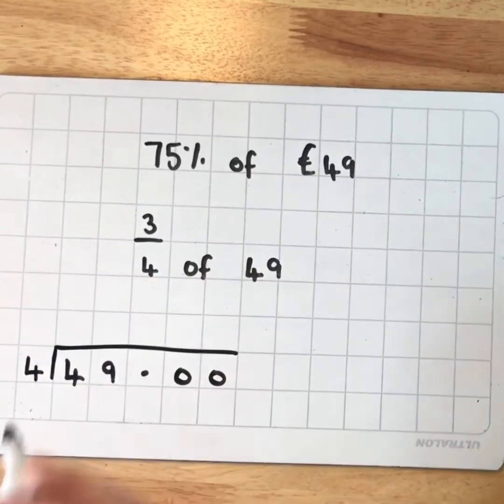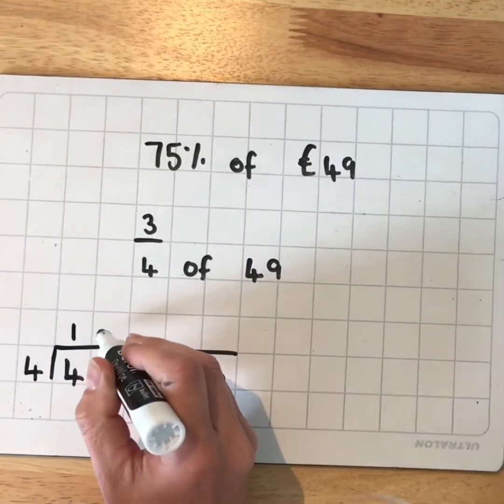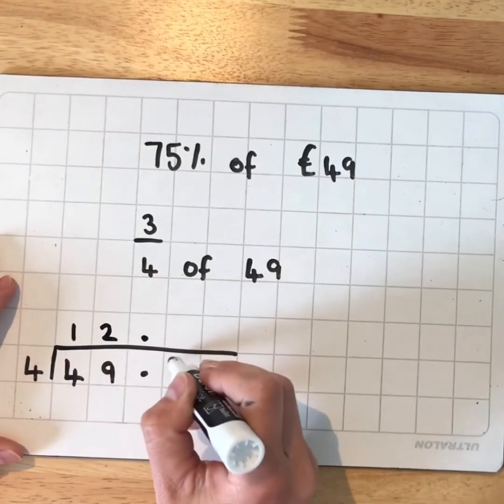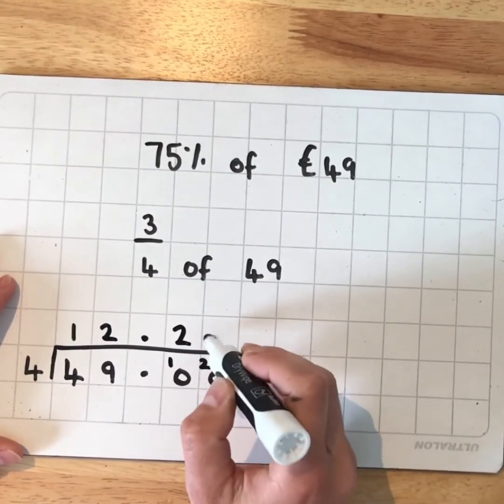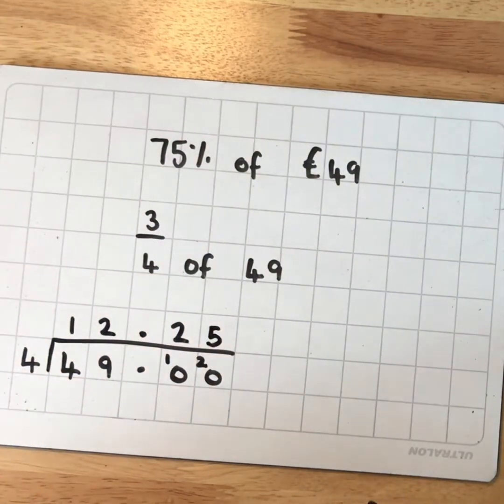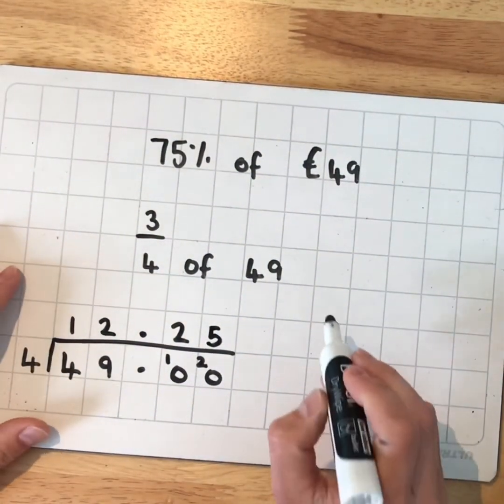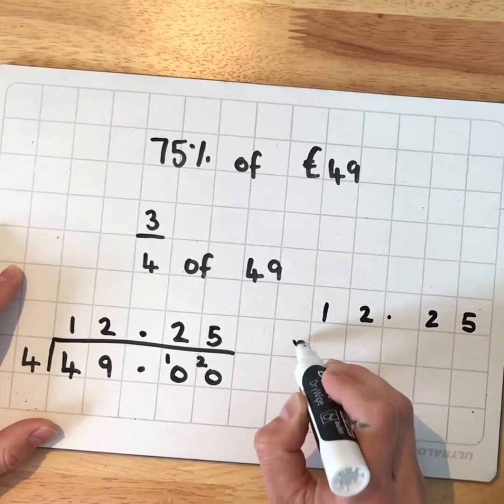Okay, so 4 divided by 4 is 1. Okay, 9 divided by 4 is 2. Carry over 1. 10 divided by 4 is 2. Carry over your 2. 20 divided by 4 is 5. Okay, so what we've worked out there is 1/4. So to work out 3/4, we need to times that by 3. And that'll give you your answer.